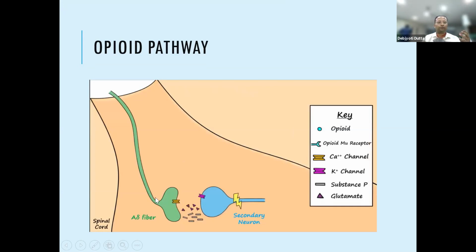It transmits calcium through this channel. Through the calcium channel, calcium comes in. So this will be stopped by the opioid receptor. This is a type of modulation, or it is a type of transmission stop also. So ultimately this will stop the action potential from the primary fiber to the secondary fiber, the secondary neuron. It will not go. So this is the opioid pathway. Opioid comes, and the neurotransmitter from the primary neuron is not released if opioid receptors are activated.